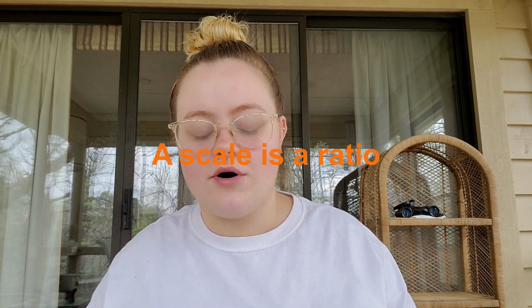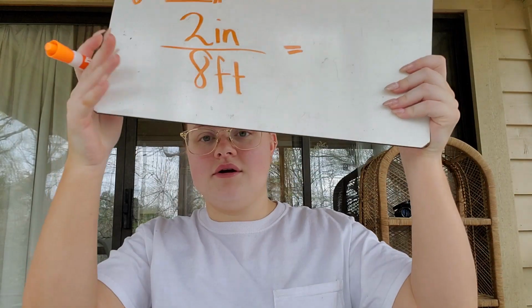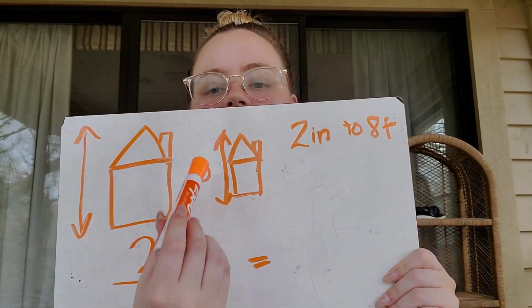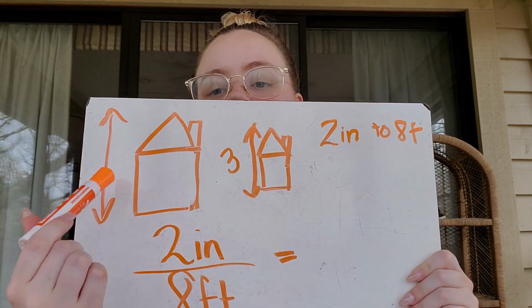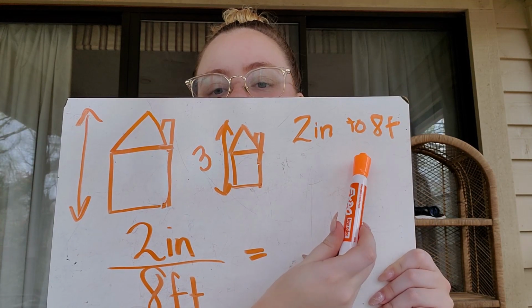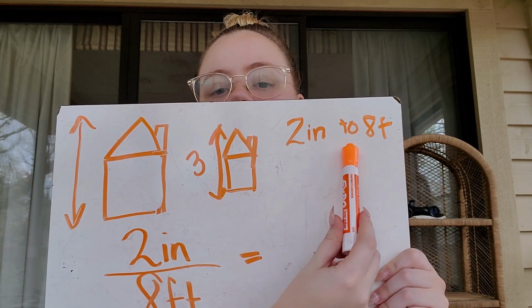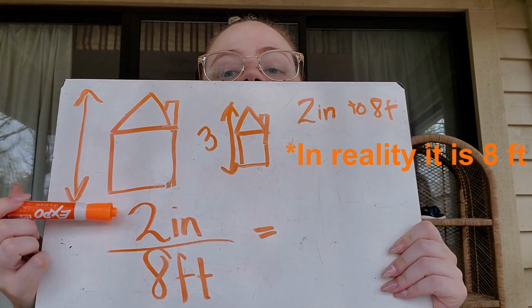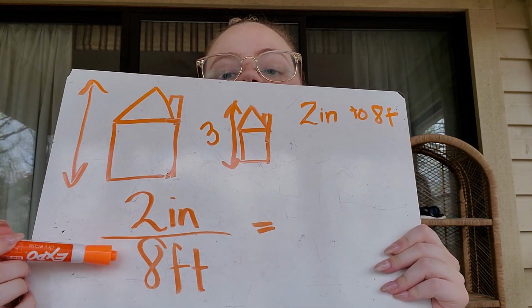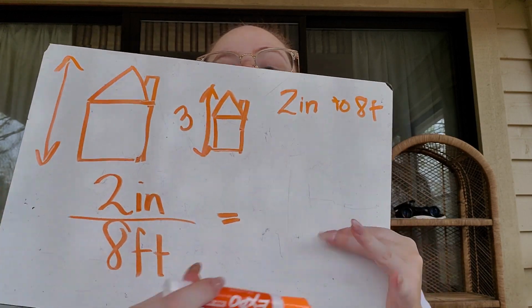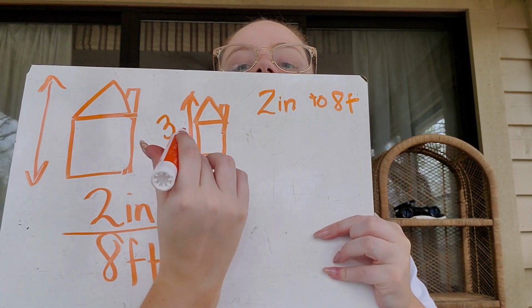What is a scale? A scale is a ratio, okay? So, we are taking a look at this. I have my houses, okay? This house is 3 inches long, but I don't know how tall my actual house is, okay? And I know that 2 inches is 8 feet. So that's my first proportion, 2 inches to 8 feet. First proportion, super easy. I need to figure out what the feet equals.